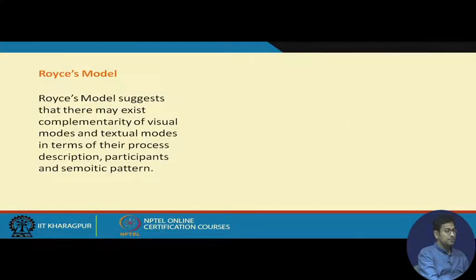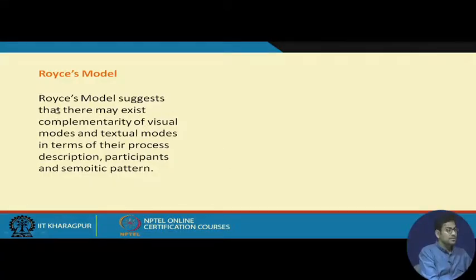Now, let us go a step forward where we look into one of the models, which is Royce's model. It looks at image and text in conjunction and how they are interrelated based on the actions, the process, and the participants: whatever participants are involved, what process is happening there, and what semiotic understanding is happening there. Royce's model suggests that there may exist complementarity of visual modes and textual modes in terms of their process description, participants and semiotic pattern.